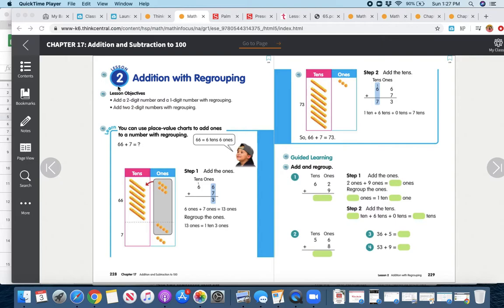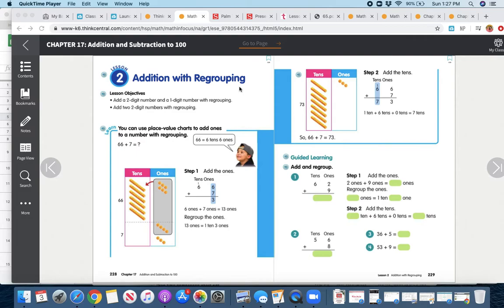This whole week we are working on Lesson 2, which is addition with regrouping, the moment you've been waiting for. I know most of you would like lots of practice with this, so here it is. So we are going to practice adding a 2-digit number and a 1-digit number with regrouping, as well as adding 2-digit numbers to other 2-digit numbers with regrouping.